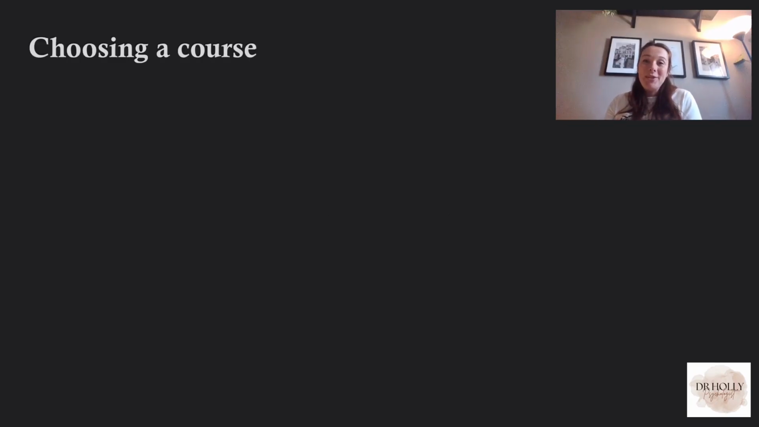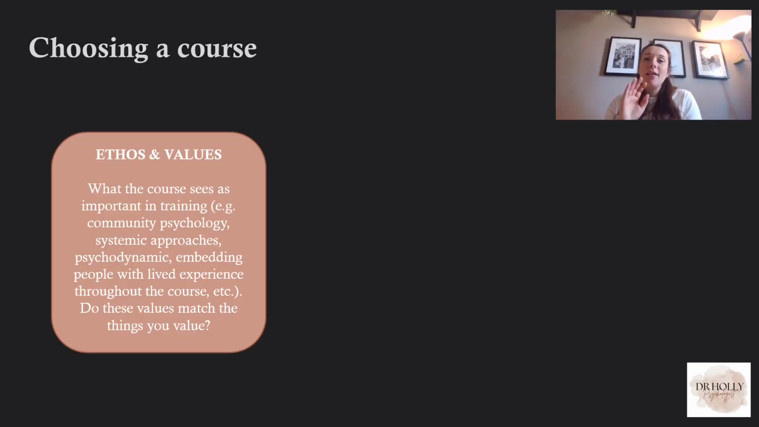So, choosing a course then. There's a few different ways that you can go about choosing a course, or your 4 courses if you're going to apply to 4. Firstly, ethos and values. Usually there will be a section on Clearinghouse or their website, or in our course comparison guide, that shows what their ethos and values are.